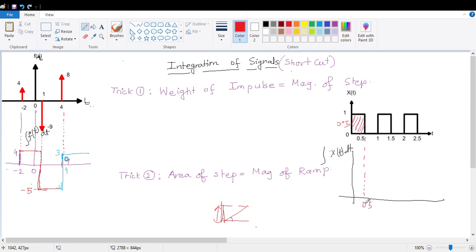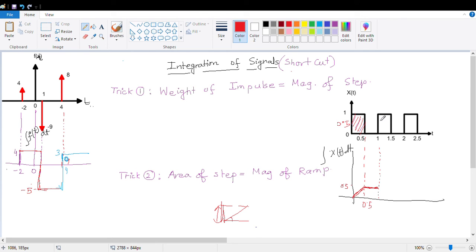So what is the time duration? Time duration 0.5. I have to go to magnitude 0.5. So that means it is a ramp of unit slope. Understood? Now here what is going to happen? As there is no signal, the ramp will be on its value 0.5 but having no slope. There is no step signal here, so the ramp will be like this, having zero slope.